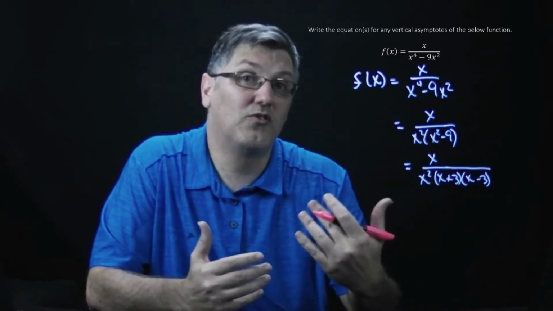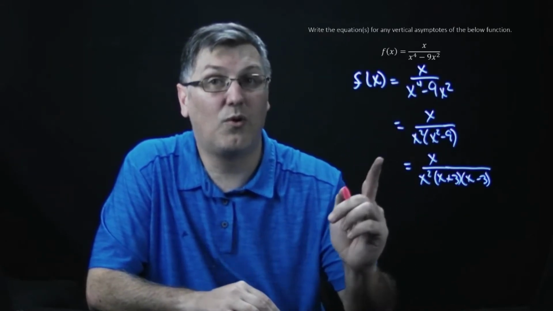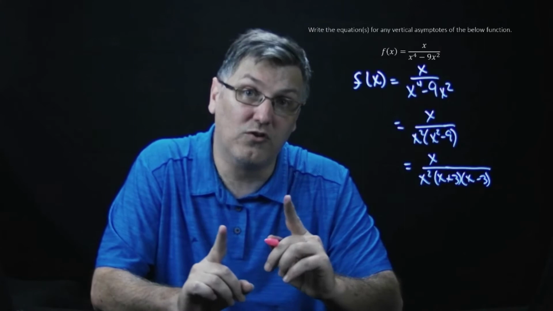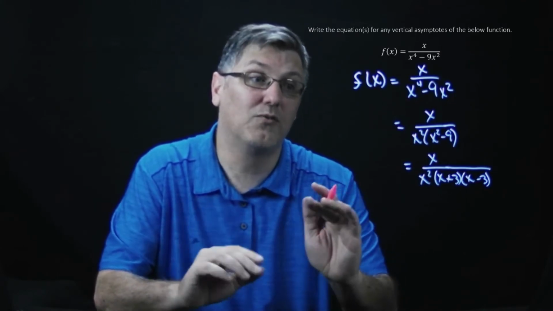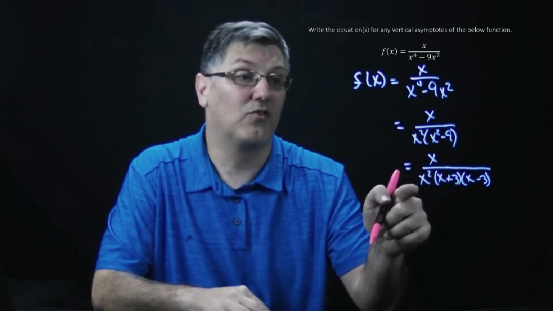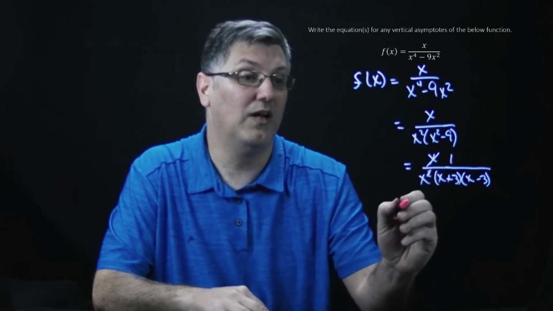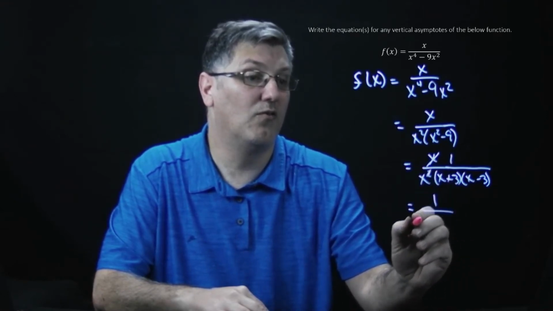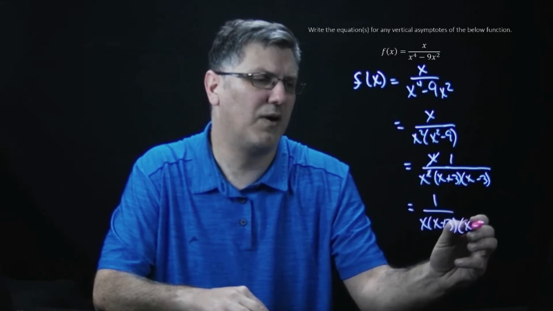At this point, we'd always say, hey, what's the excluded terms, or write the domain of this. But we also want to simplify because we want to look for holes first. If there's any holes, we need to take those out first before we find the vertical asymptote. So if you notice, I have an x here and 2 x's, or x squareds, on the bottom because I have x times x. So this cancels, becomes a 1, and my exponent goes away. So this simplifies down to 1 over x times x plus 3, x minus 3.